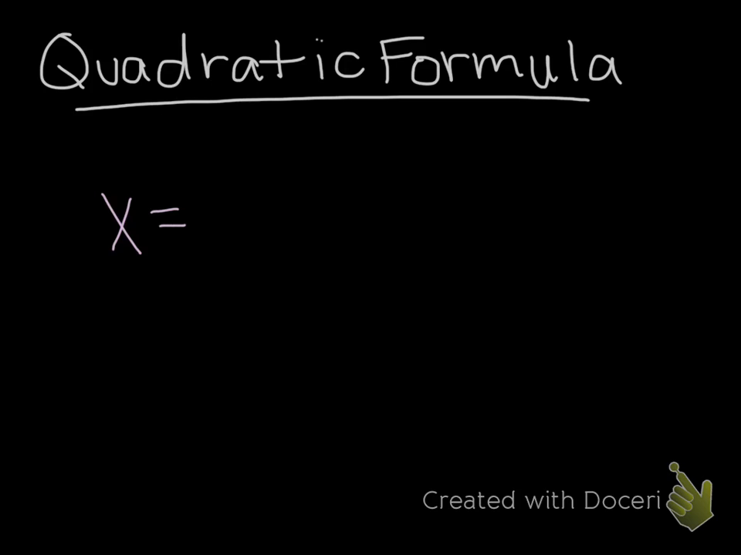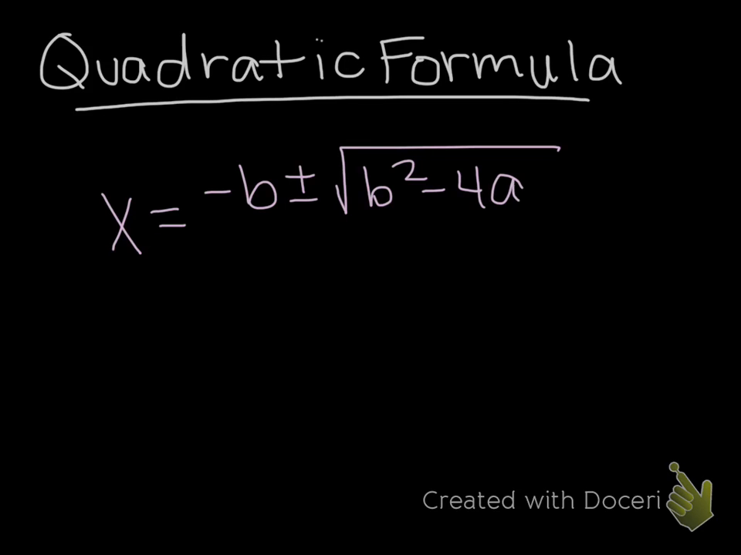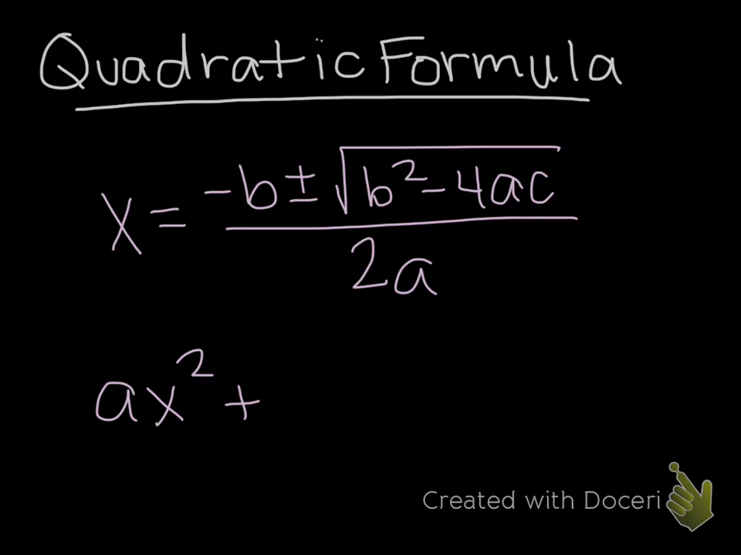Quadratic formula is x equals negative b plus or minus the square root of b squared minus 4ac all over 2a. And remember that you use the quadratic formula when you have a quadratic equation that is written in standard form, and it has to be equal to 0 in order to use the quadratic formula.